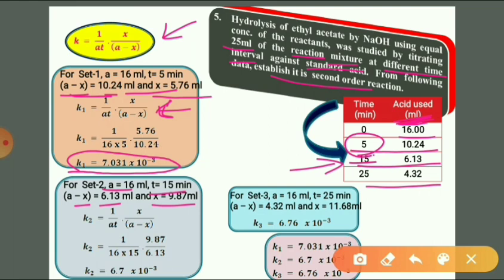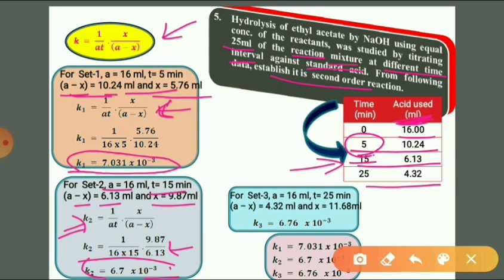Now put all these values in the above rate equation. The equation becomes kt equals 1 upon a into x upon a minus x. Now just put in the corresponding values, and after calculating we get k2 equal to 6.7 into 10 to the power minus 3 dm cube per mole per minute. In this way we have calculated the value of k1 and k2 for two sets.